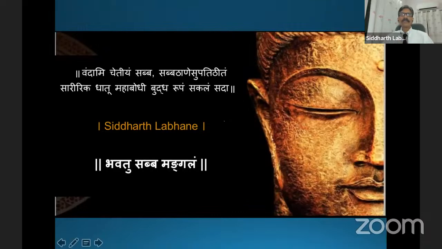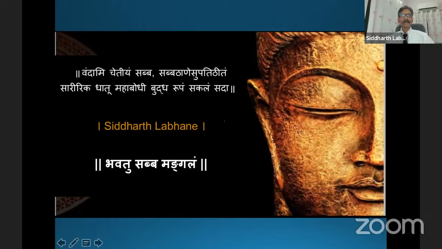When we recite these words in a prayer, when we venerate the Buddha, you say, Vandami Chetiyang Sabbang. Whatever Chetiya, we have just gone through the Chetiya. I am venerating all the Chetiyas. Sabbathane Supatititang, all the places where the Buddha's teachings are well established, for them also, I am venerating. Saririk Dhatu, those relics of the Buddha, I am venerating the relics of the Buddha also.